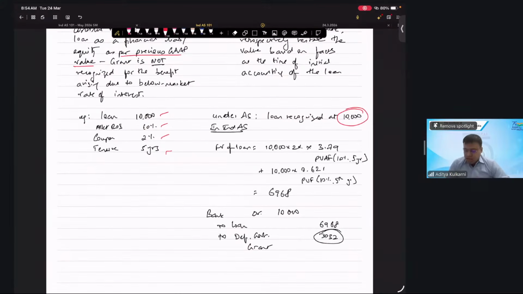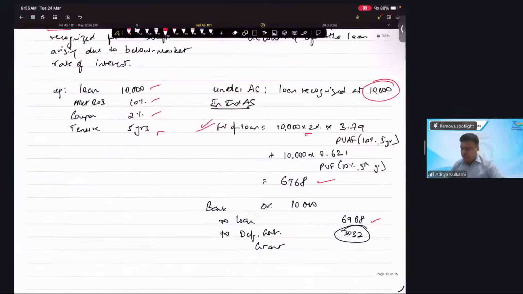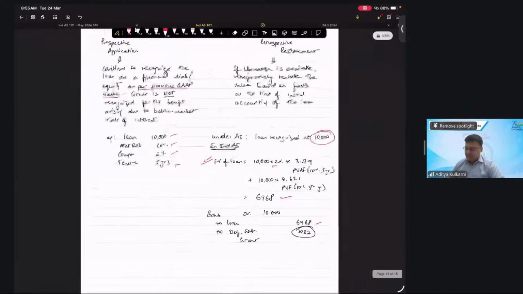But if you go for retrospective, then since the data is given, you can find the fair value of the loan. So fair value of the loan will be 10,000 into 2% into 3.79. That is, 2% is your interest rate, coupon rate, and 3.79 is the present value annuity factor, plus 10,000 into 0.621. This is the end of the loan cash flow. Okay, so 6,968 becomes your loan. Deferred government grant 3,032. So you have bank account debit 10,000, 6,968 and 3,032.